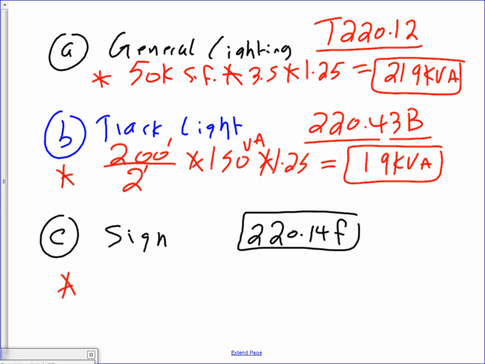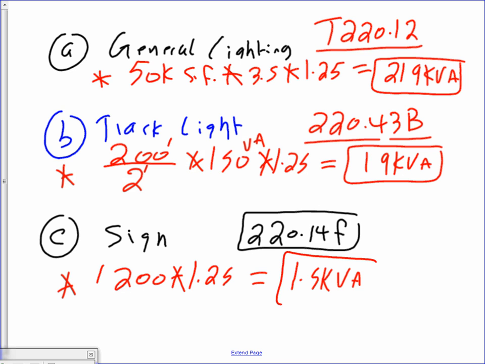Your sign is very easy. You assume a 1200 volt amp for your sign, multiply it by 1.25, and that will get you 1.5 kVA. Can I emphasize, guys, that here I already divided by 1,000, right? Everybody understand? You guys are big boys and girls now. We know how to find a K, right? When you are doing your math, if you do this strictly, you say, Chad, where's the 1,000? I didn't do the 1,000. You know that this 1,500 volt amp is actually a 1.5 kVA. It's not worth writing.